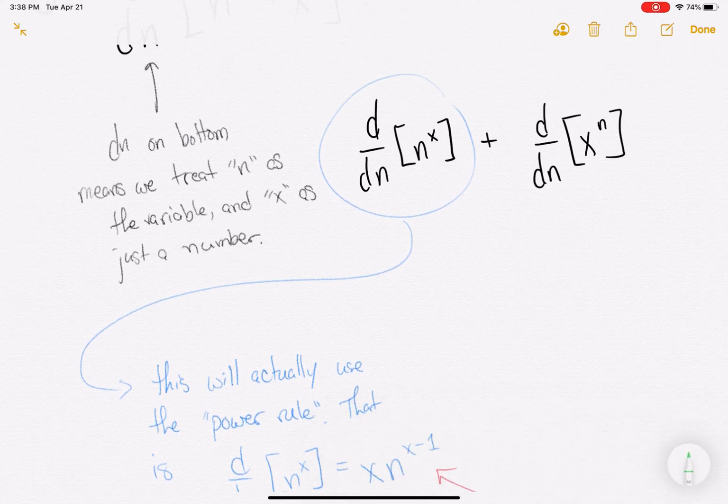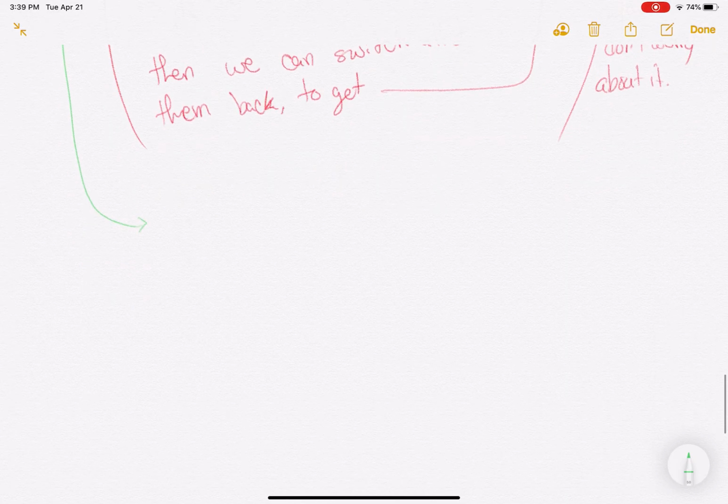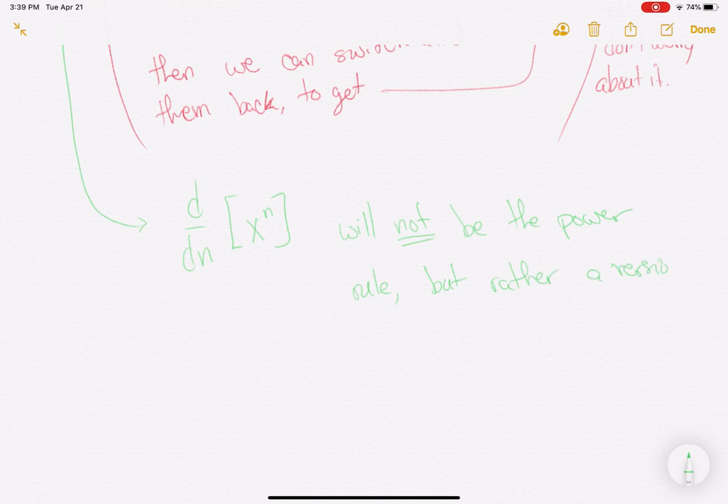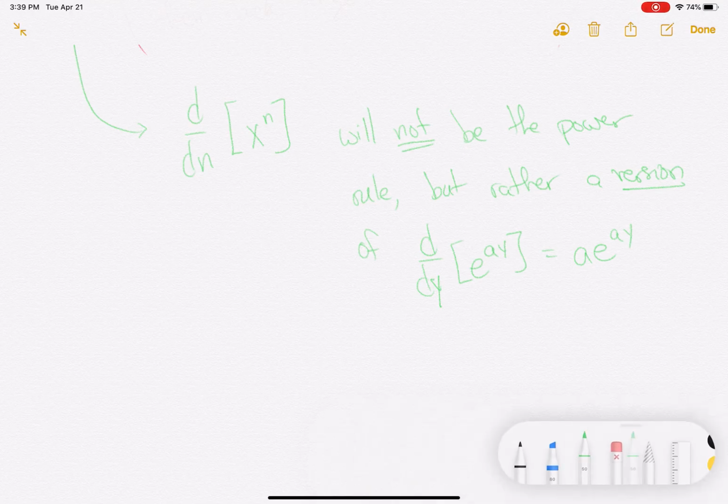Now we have to handle this other term. So let's handle this term, d/dn of x to the n. And this time it will not be the power rule, but rather a version of, well, let's write it this way, d/dy of e to the ay equals a e to the ay. It'll be a version of that. Now you notice I've used yet more variables here, but we'll see why I wanted to write it that way.